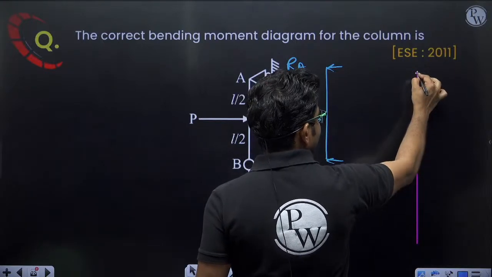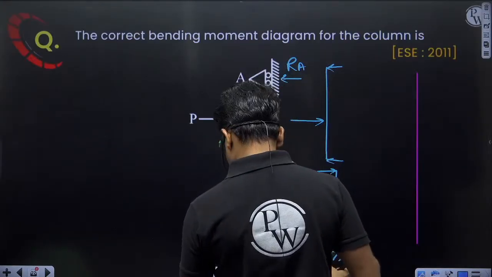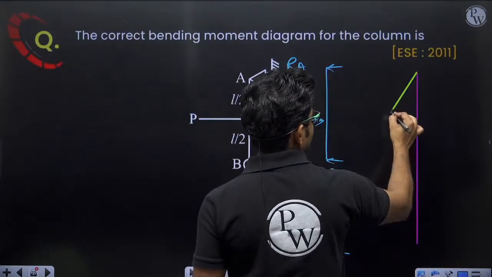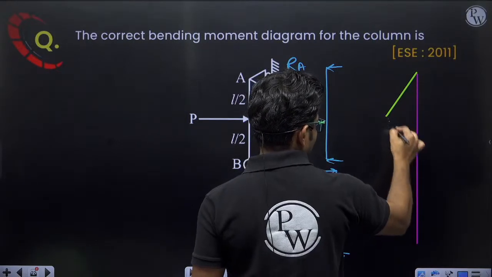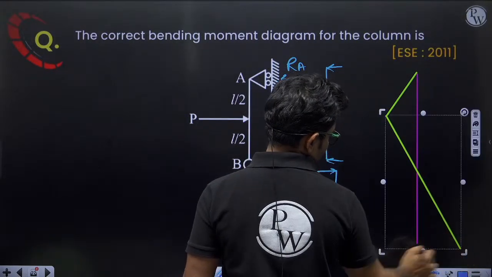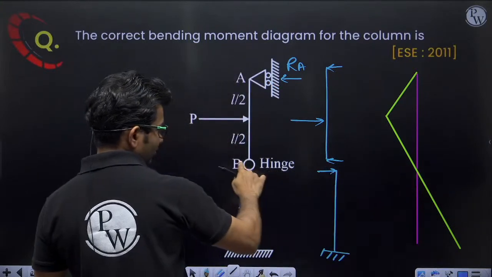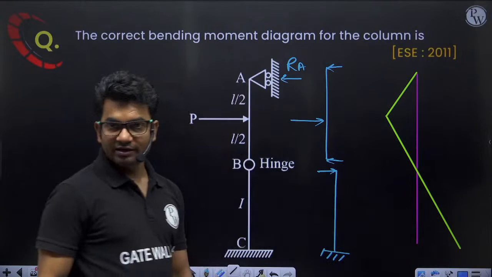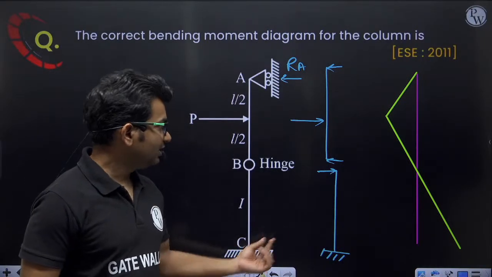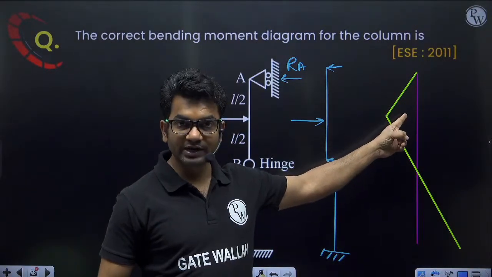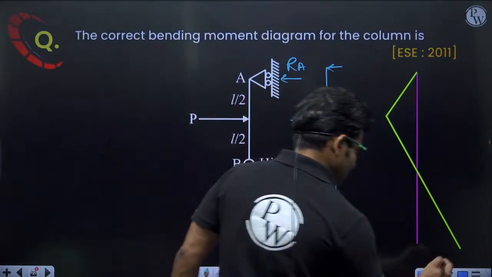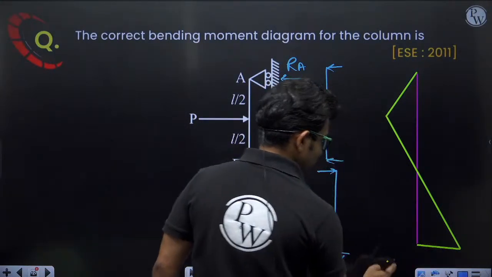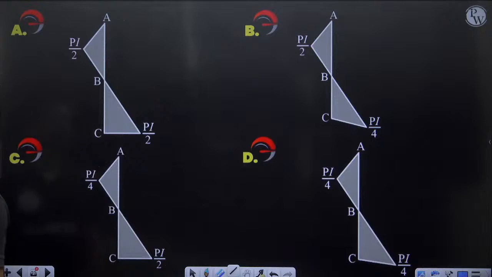The bending moment diagram will be, okay, so here at the level of the hinge, bending moment will be 0, and here I'll be getting negative bending moment at this fixed end. In this portion I'll be getting positive bending moment. So this will be the bending moment diagram.